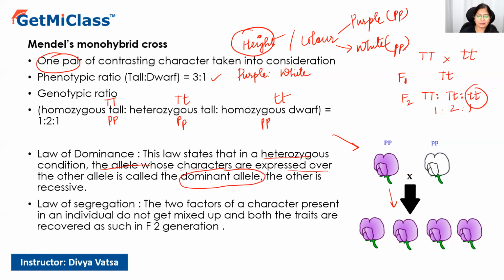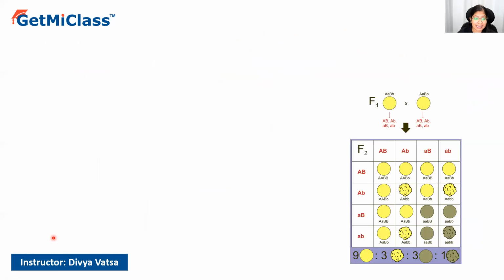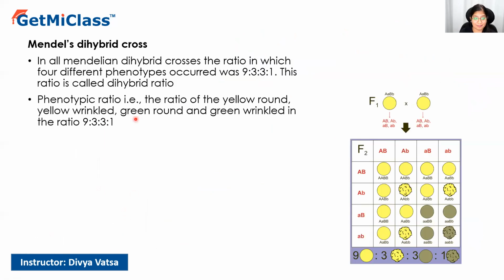The two factors of the character present in an individual do not get mixed up. This is what you have to focus on over here. They do not get mixed up, and both the traits are recovered in the F2 generation. In the F2 generation, both the dominant as well as the recessive traits are recovered. Is that clear? Now, moving on to the next one, that is Mendel's dihybrid cross.